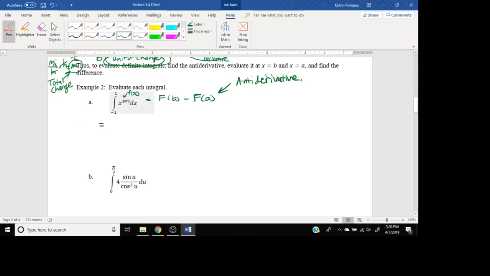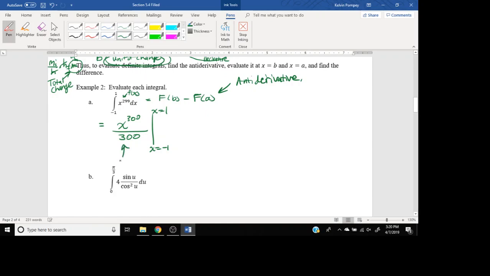Well, for the antiderivative, we have to go back to those rules from 4.8. I know it's been a while since we've done that, but go back to those rules, right? This is a power function. When I want to find the antiderivative, we increase the exponent by 1. So I'm going to do 299 plus 1. We know that's 300, so I'm just going to write 300. X to the 300, and we divide by n plus 1, which is also that 300. And we're going to evaluate that from x equals -1 to x equals 1.